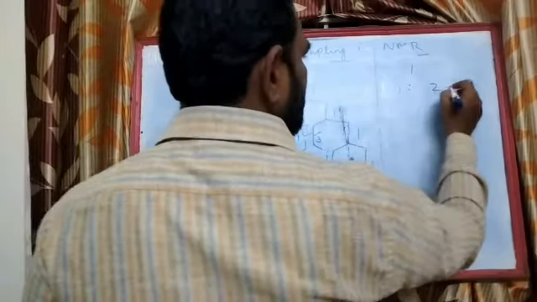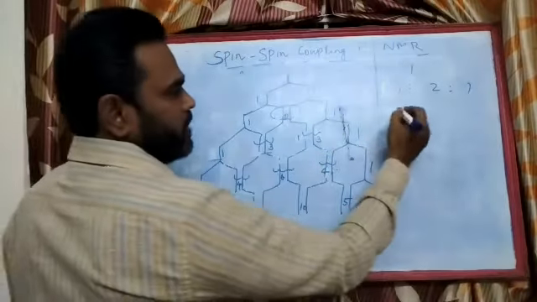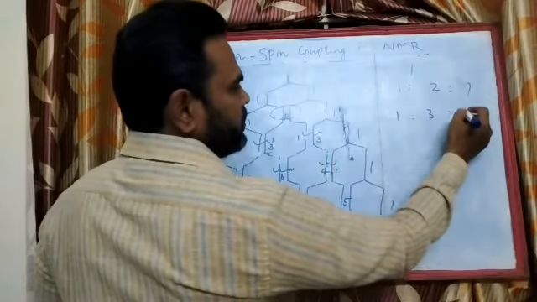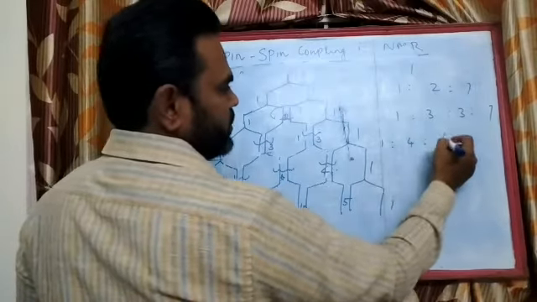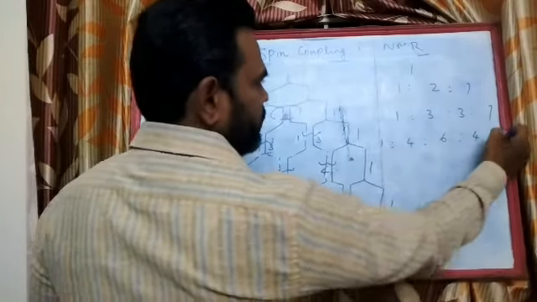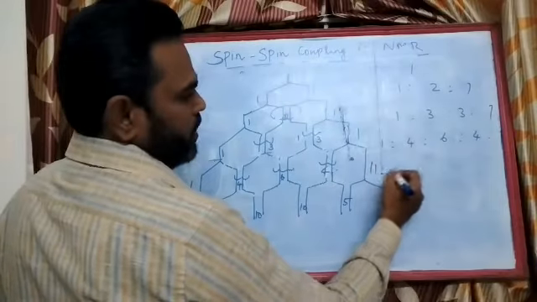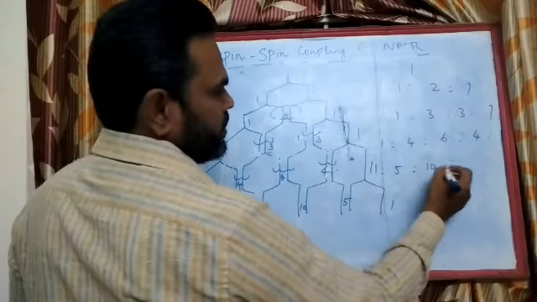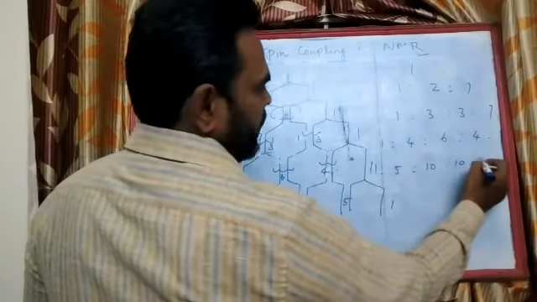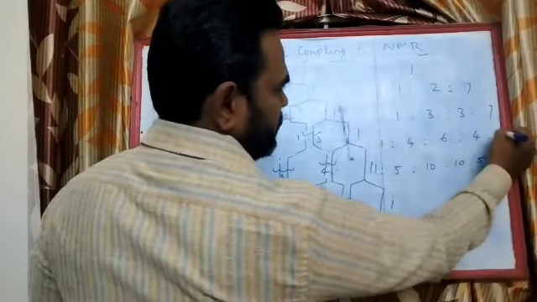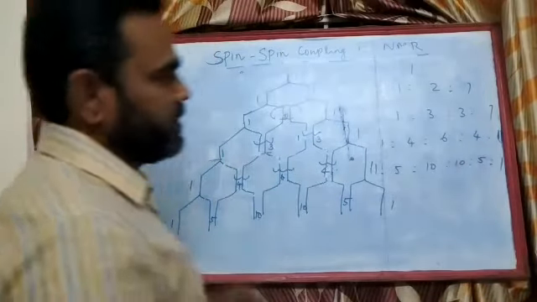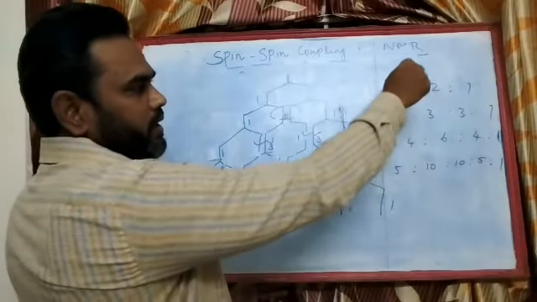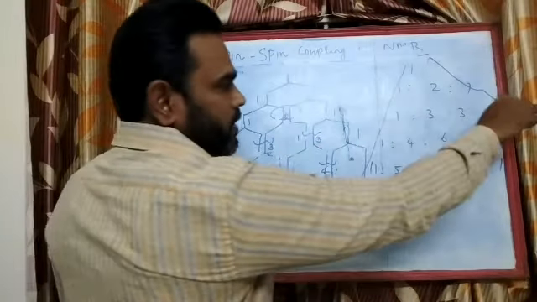So I have 1 is to 2 is to 1, 1 is to 3 is to 3 is to 1, 1 is to 4 is to 6 is to 4 is to 1, 1 is to 5 is to 10 is to 10 is to 5 is to 1. So you can simply, without drawing this, make this family tree.